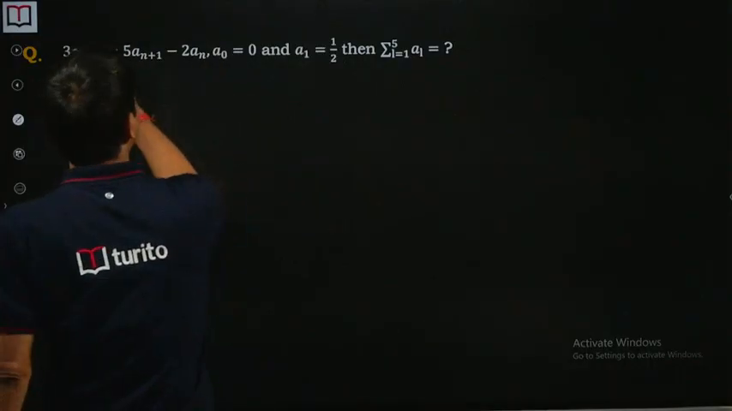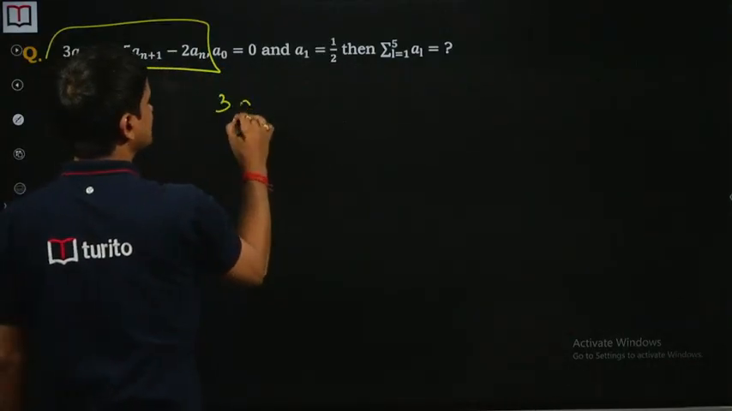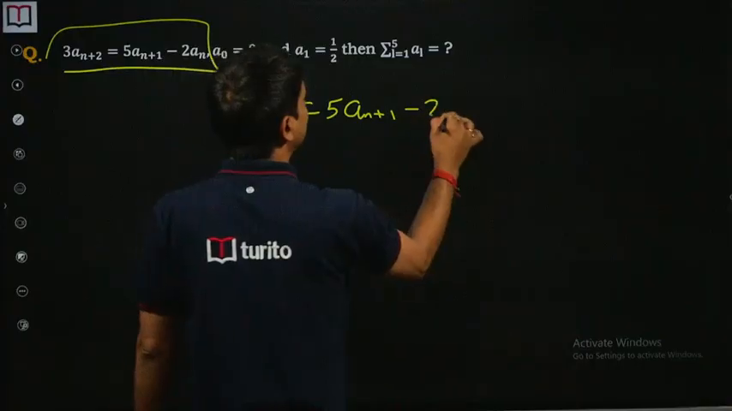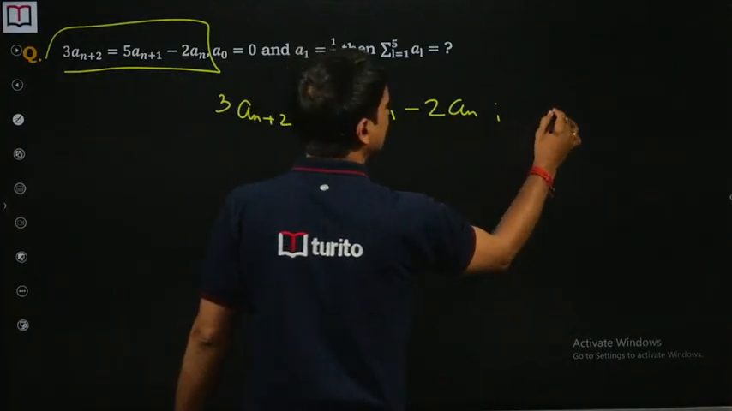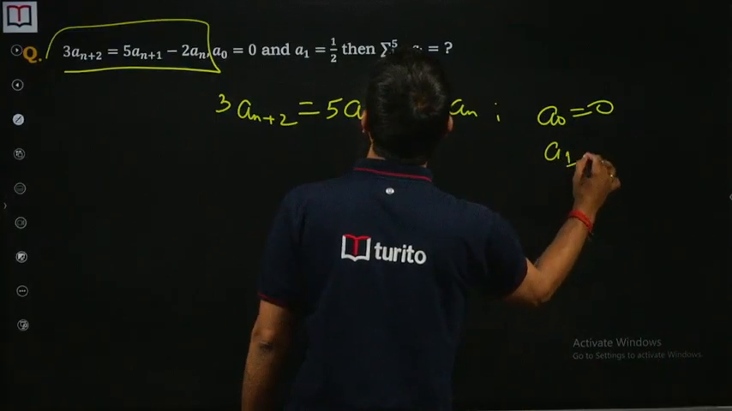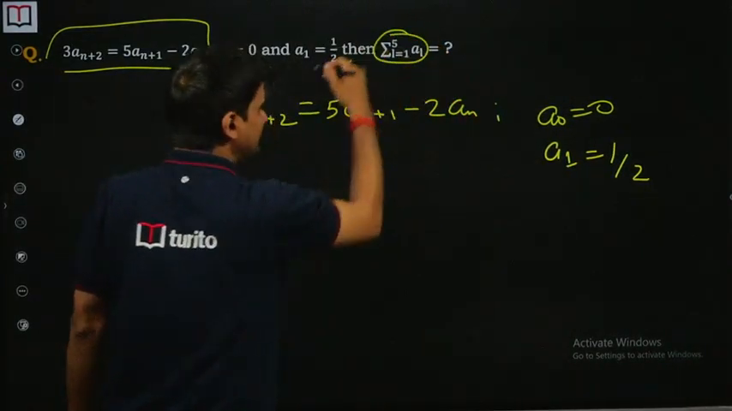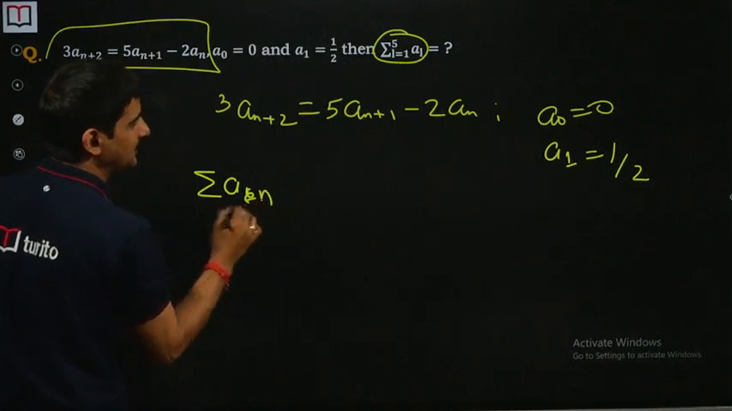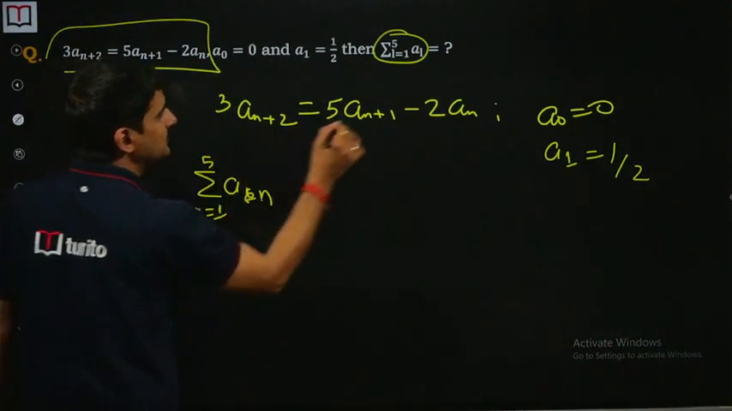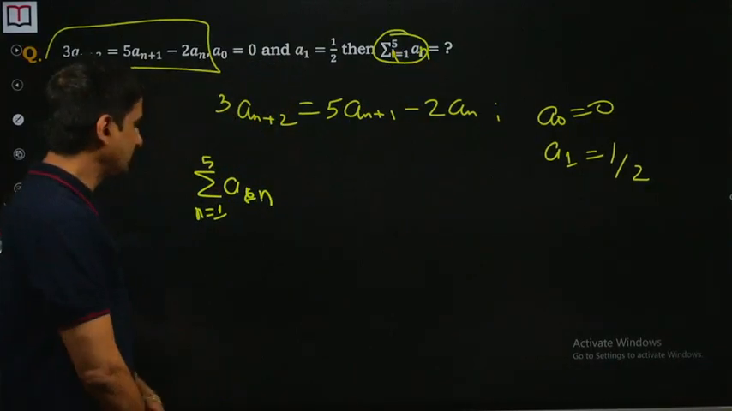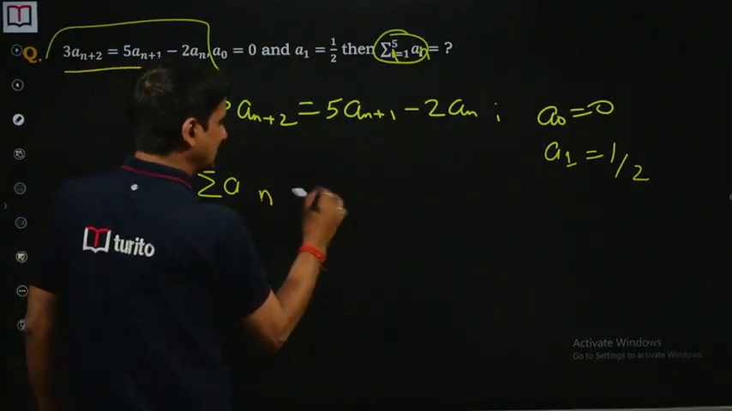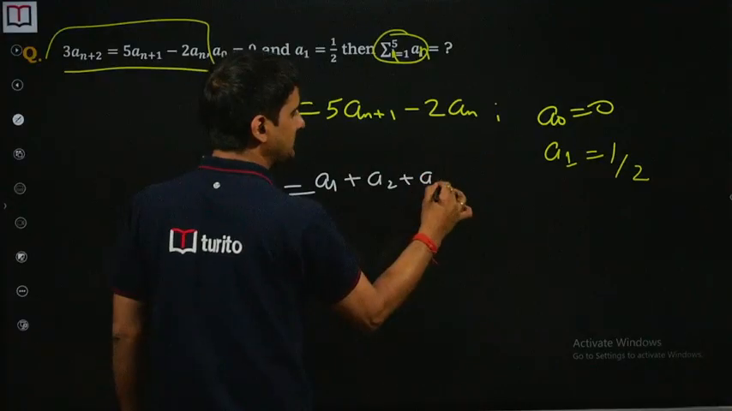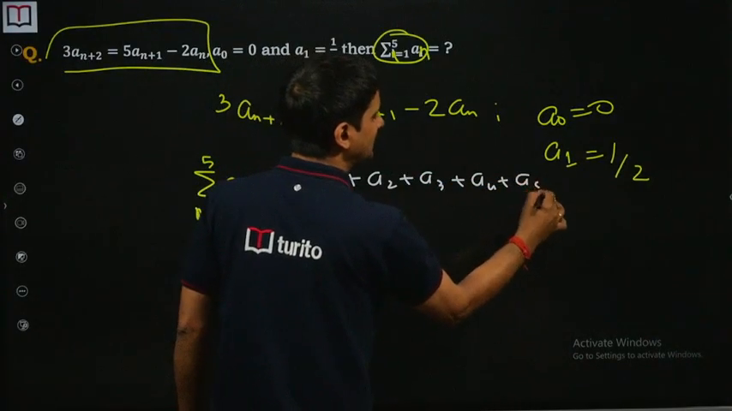Now that's the next one, 3a(n+2). So 3 times a(n+2) is equal to 5 times a(n+1) minus 2 times a(n), right? a0 is 0 and a1 is half. See, there they have asked a series with a very limited number of terms, n goes from 1 to 5. Of course that's a correction here, n goes from 1 to 5. So what we can just try here is, let's just open it: a1, a2, a3, a4, a5. So that's one aspect of doing it.